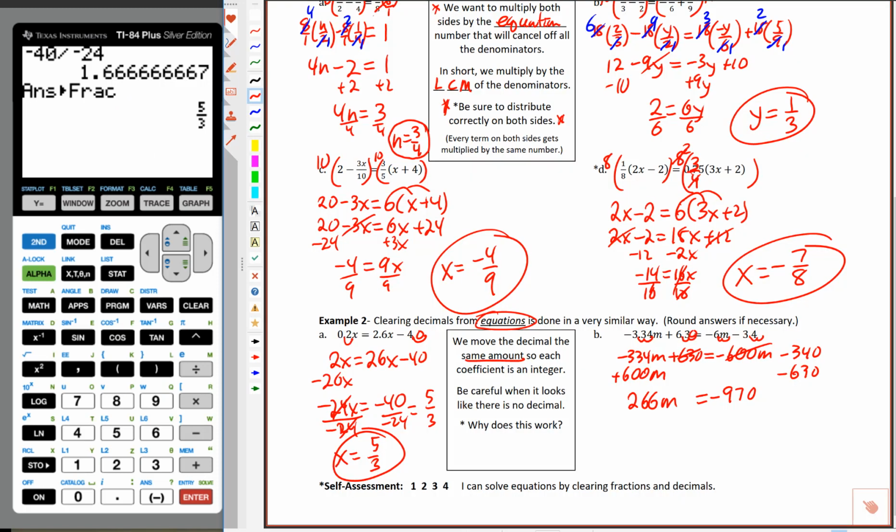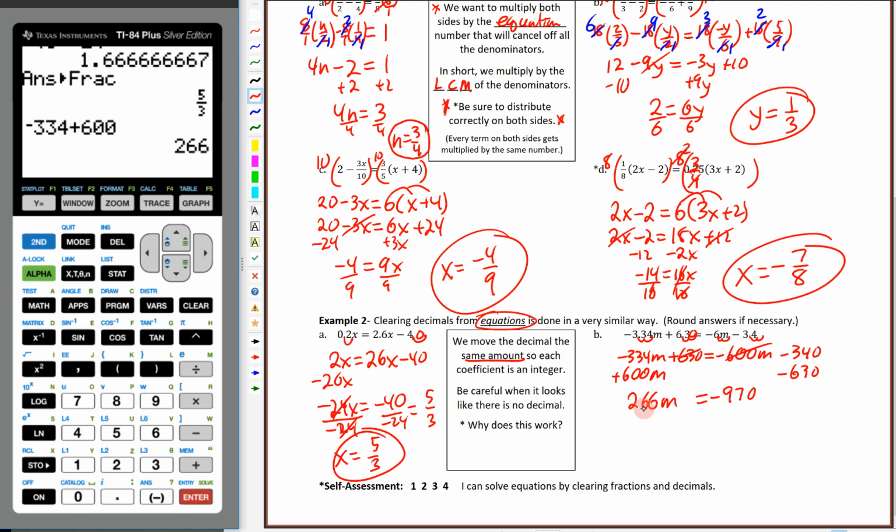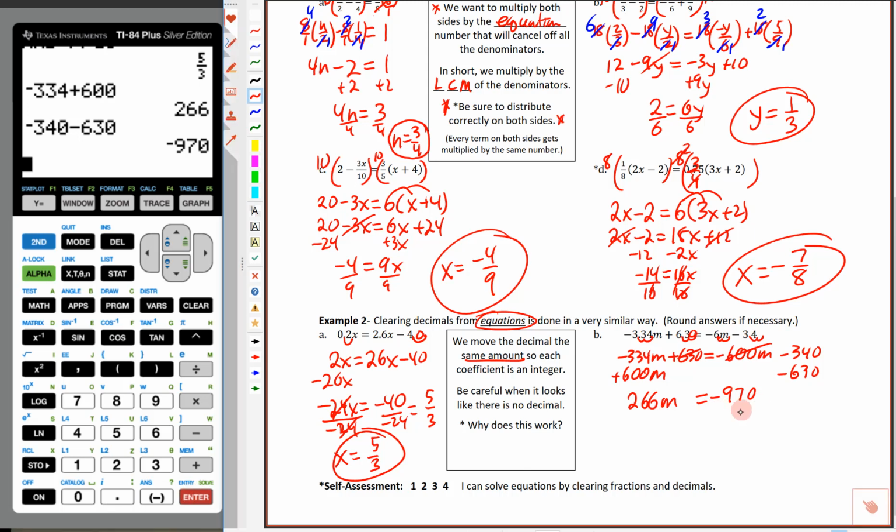Now, just to make sure, let's bring up the calculator and make sure that we've got that right. I need -334, and I'm going to add 600 to make sure we got the right number there, so 266. And then we had -340 minus 630, so we end up with -970. Yeah, we're good there. So then to finish this off, I'm going to go ahead and divide by 266. So we're going to have m is equal to whatever that is. Now, that's a mess, but remember, this problem was written with decimals, so we're going to go ahead and write the answer as a decimal.